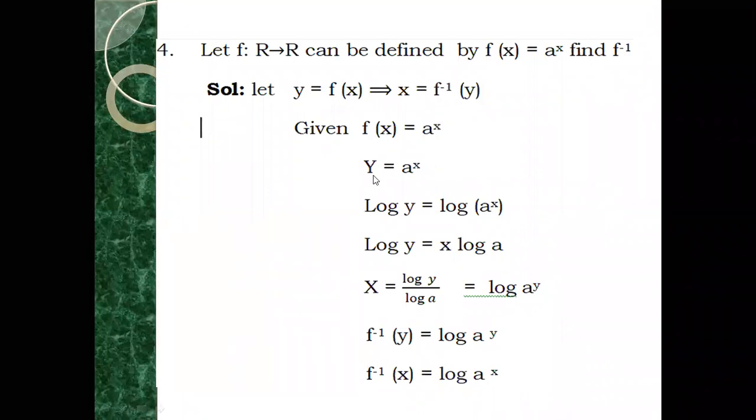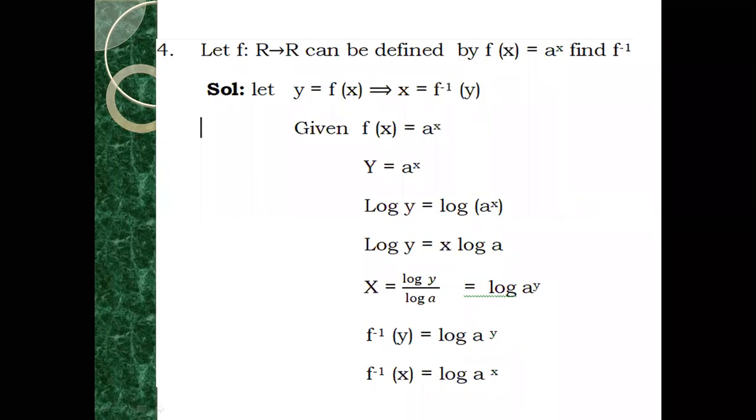So here the f of x value is equal to y is equal to a power x. We eliminate the exponential function by taking log on both sides. So log y is equal to log of a power x. So log of m power n is n log m. So log y is equal to x log a. From this we get x is equal to log y by log a.